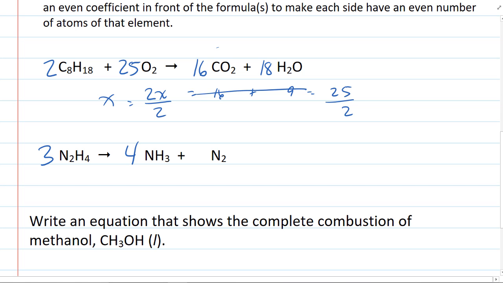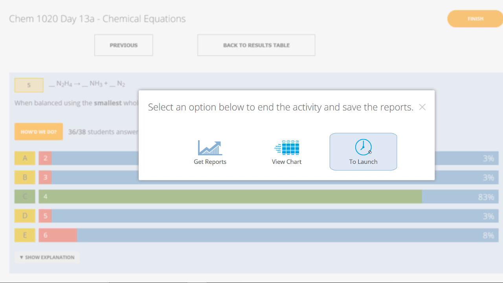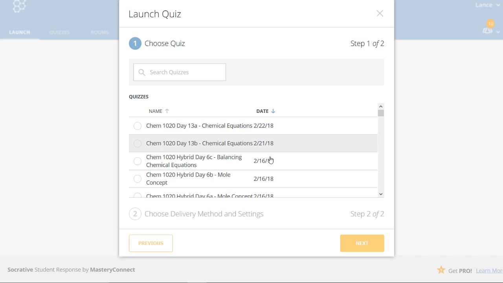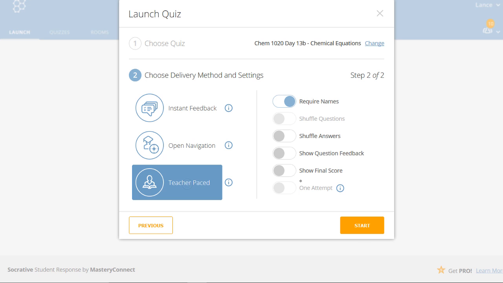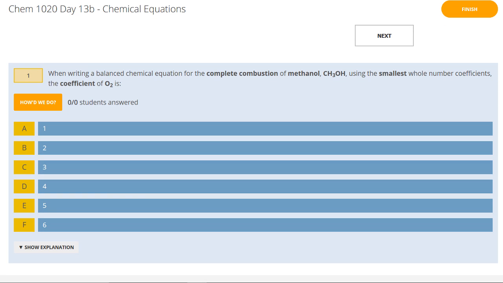All right, so write out an equation that shows the complete combustion of methanol. This is our last of the combustion reactions. I'll give you about 2-3 minutes. Write out an equation that shows the complete combustion of methanol. And the first question then on the Socrative app for our lesson today would be to write down what that coefficient is on the O2.